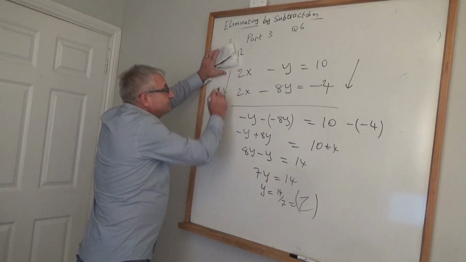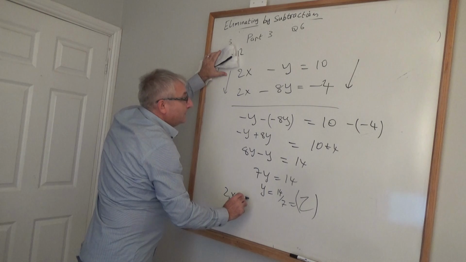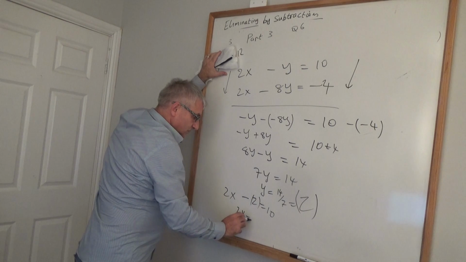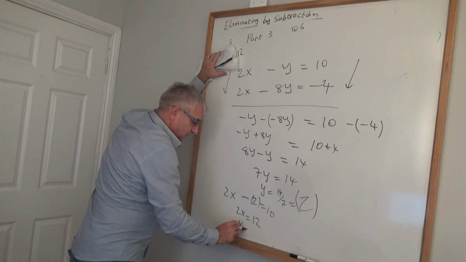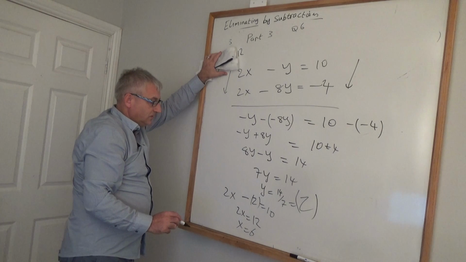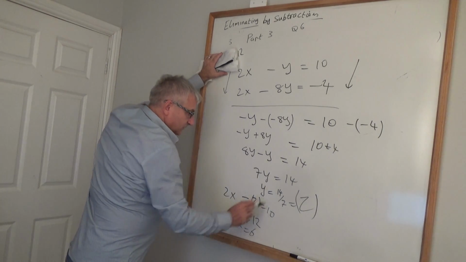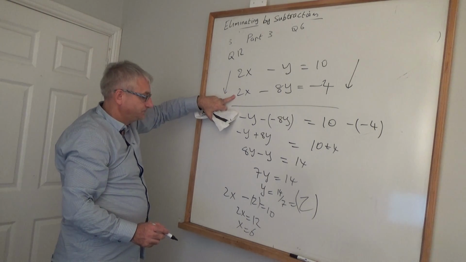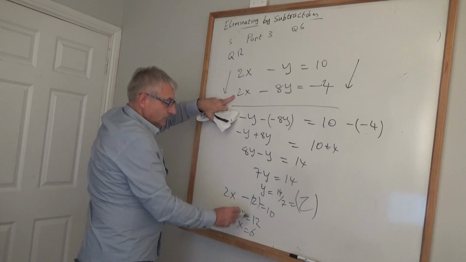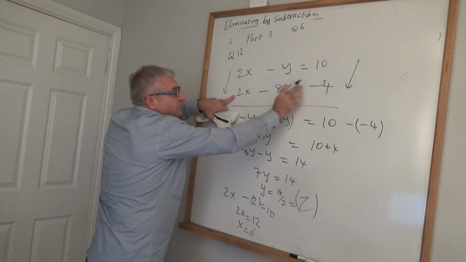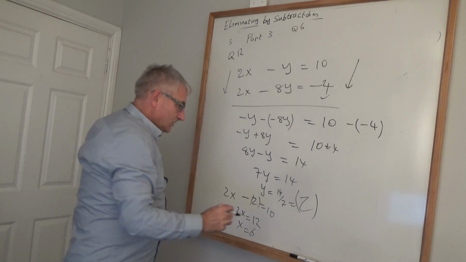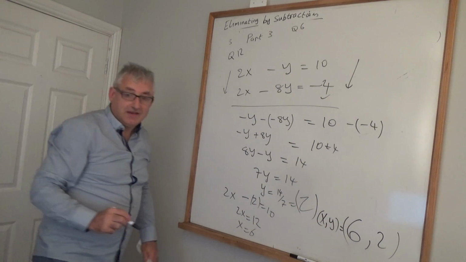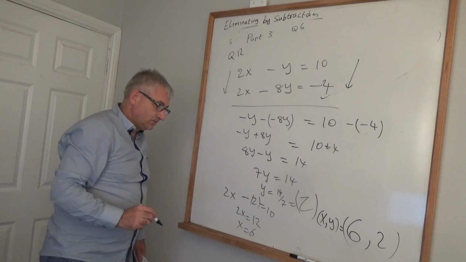Okay, subbing here, we're getting 2x minus 2 equals 10. 2x equals 12. X equals 6. So we have 6, 2 in that order. We'll do this mentally here. 2 6s is 12. Minus 16. 12 minus 16 is minus 4. It's verified. Okay. So 6, 2 is the value of xy for question 12.